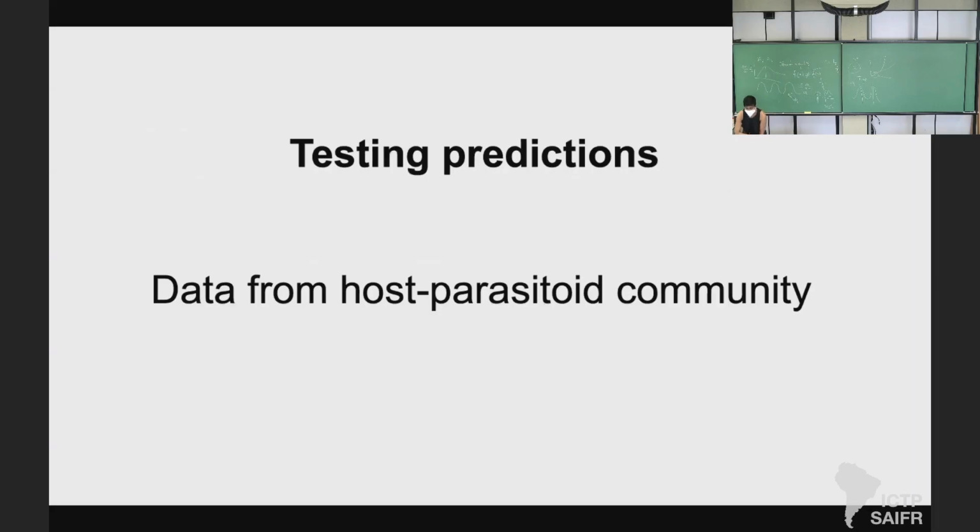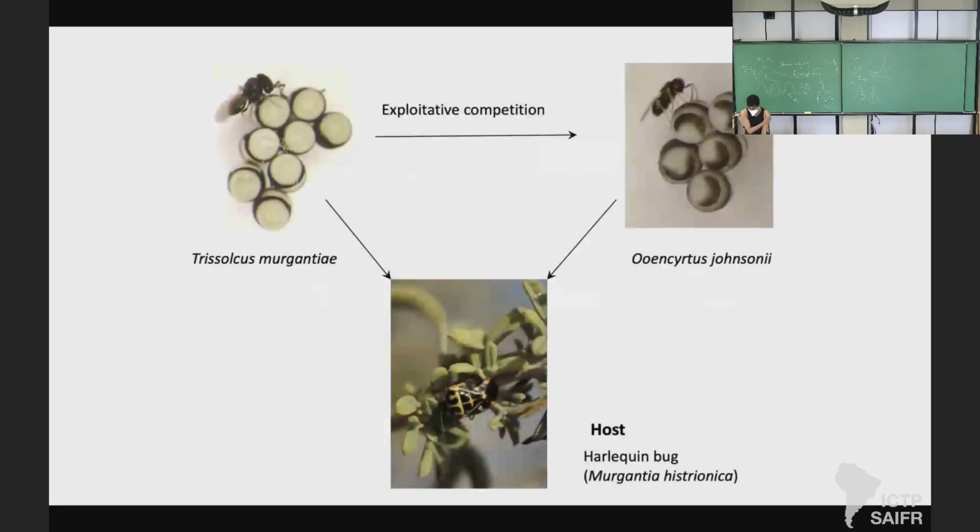Now, testing predictions. I want to very quickly do this to show you how you can actually test this, so it's not some esoteric set of predictions. These are data from this insect host-parasitoid system I've been studying for a long time. The host insect is the harlequin bug, a hemipteran bug that feeds on a native plant species. Its eggs are attacked by two species of parasitoid Hymenopteran wasps: Trisochus morgantiae and Oencertus johnsoni.